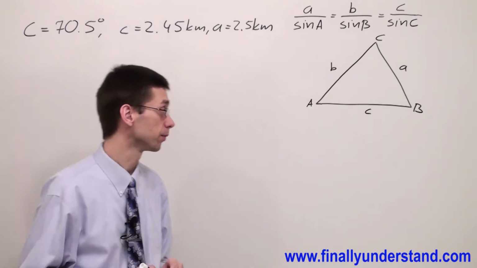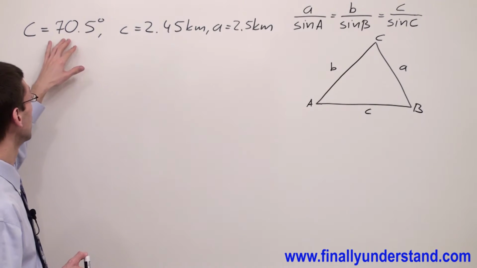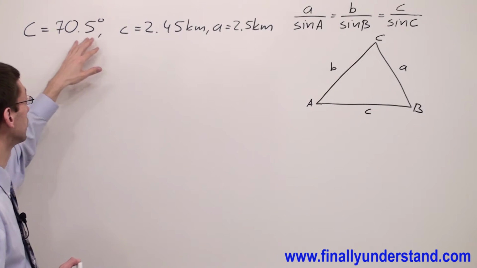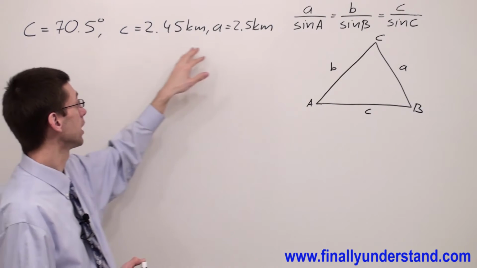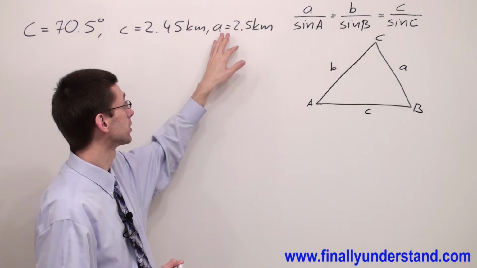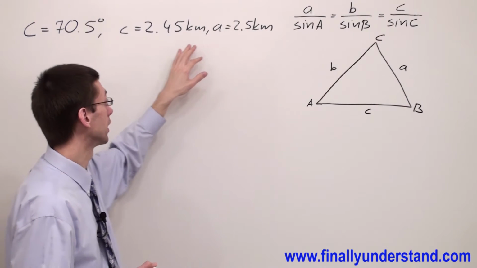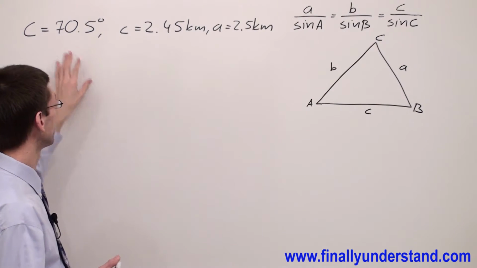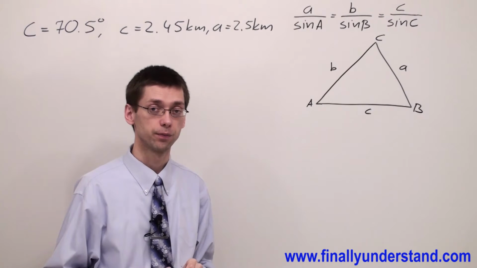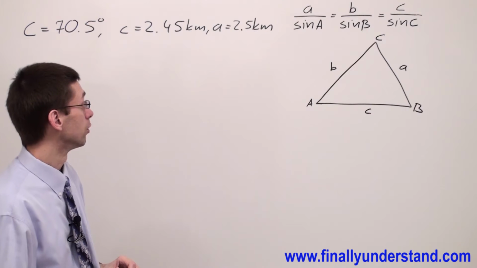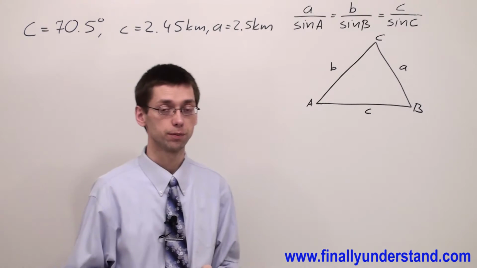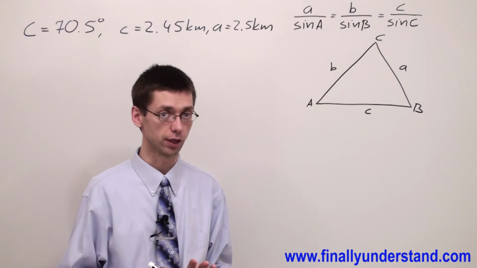We have another example on the board. Please notice that this time we have given angle C, which is an acute angle. We have given side C, which is the opposite side to the given angle, and we have given side A, which is the adjacent side to the given angle.